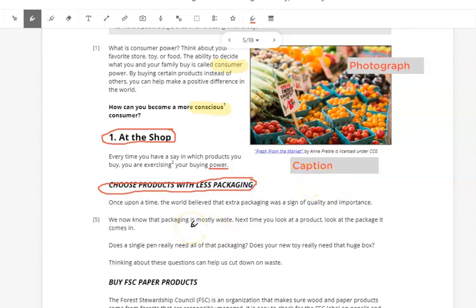Once upon a time, the world believed that extra packaging was a sign of quality and importance. We now know that packaging is mostly waste. Next time you look at a product, look at the package it comes in. So think about chips or think about your cereal. Does a single pen really need all of that packaging? Does your toy really need that huge box? Thinking about these questions can help us cut down on waste. You don't use the trash after you take it off of the product, right? You just throw it straight into the wastebasket or the trash can.